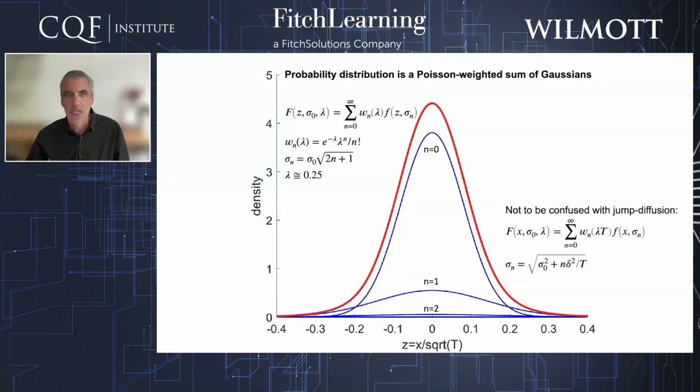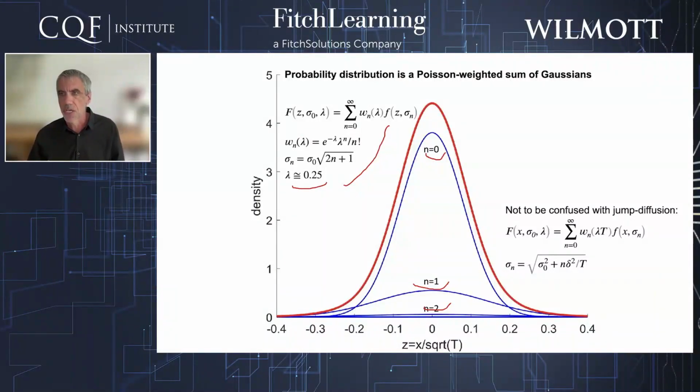Another property is that the probability distribution is a Poisson-weighted sum of Gaussians, as opposed to the classical Gaussian one. So it looks like this. Basically you have a number of terms with increasingly larger standard deviation. So the n equals 0 term plus the n equals 1 plus the n equals 2 gives the red line. And the average value of n is given by lambda, which is about a quarter.